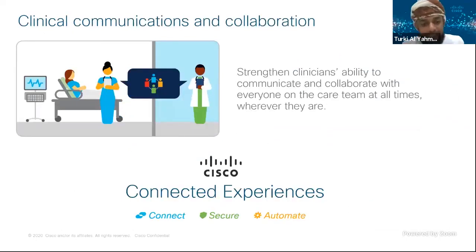The second use case is about clinical communication and collaboration. We said communication and collaboration is a core thing in any healthcare solution or healthcare system, maybe within the hospital itself, between the hospital and pharmacies, or hospital branches around the country. It strengthens the clinical capabilities to communicate and collaborate, so everyone can care about their team and getting everybody connected at any point in time.